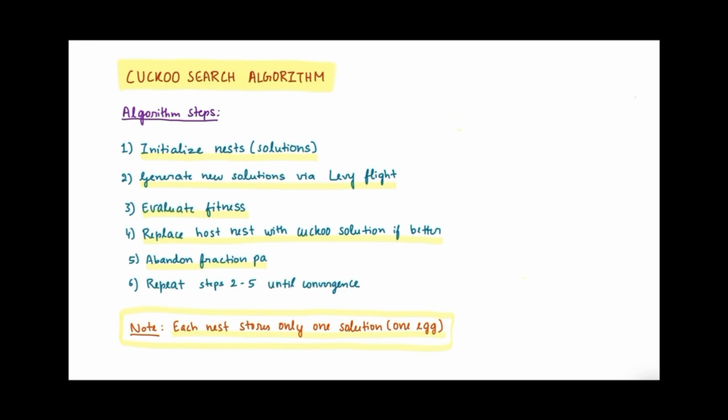Now we repeat steps 2 to 5 for many iterations. After enough iterations, the population stabilizes around the best solution. So here's the entire algorithm in one sentence. Cuckoo search keeps improving solutions using levy flight, replaces existing nests if a better solution appears, throws away a fraction of worst nests using PA to maintain diversity, and repeats all this until the best solution naturally emerges.